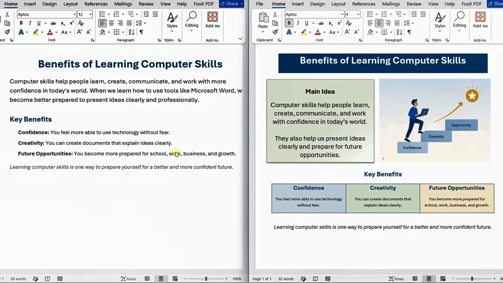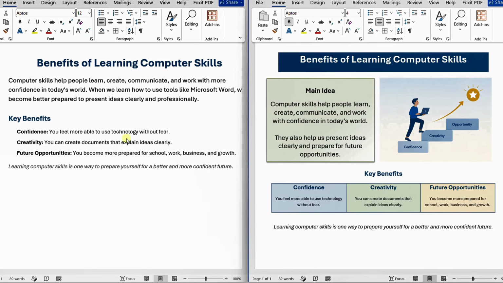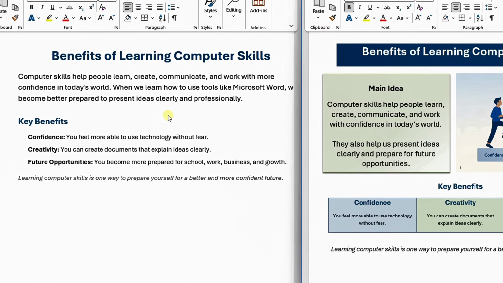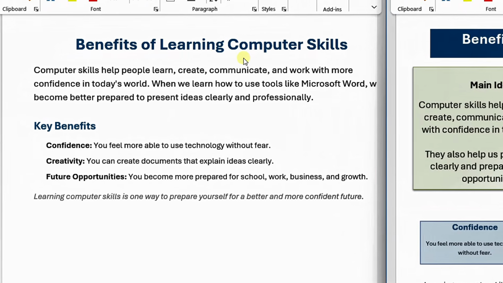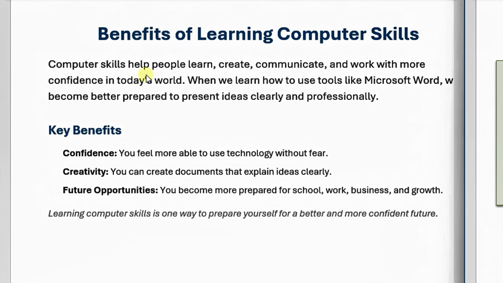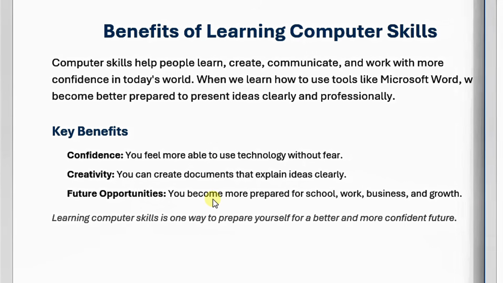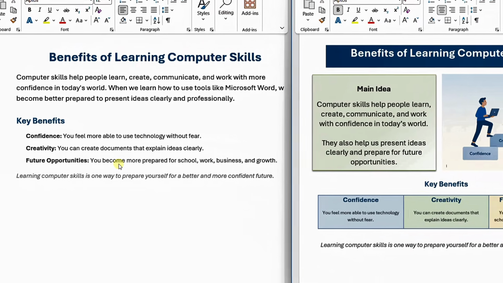And look at these two documents on the screen. On the left side, we have a proper document. It has a clear title, Benefits of Learning Computer Skills, a paragraph, Key Benefits, and a conclusion. There's nothing wrong with this document. It is clean, organized, and easy to read. It tells the message clearly.